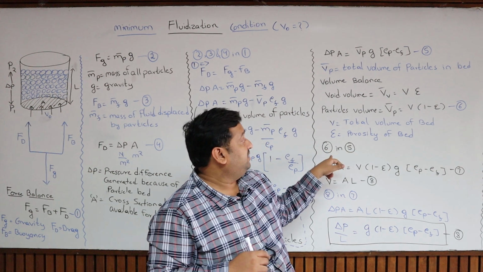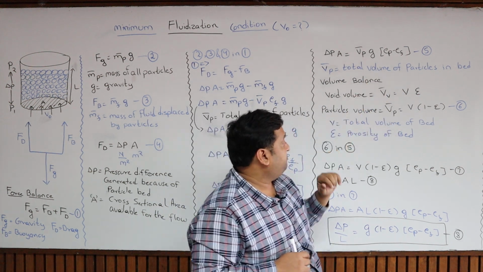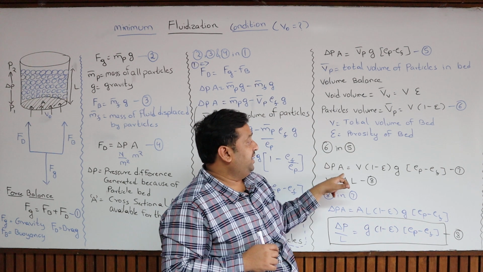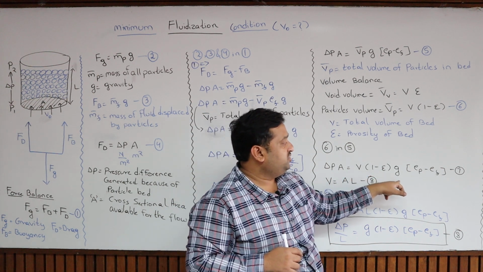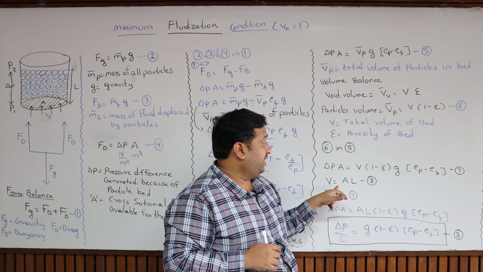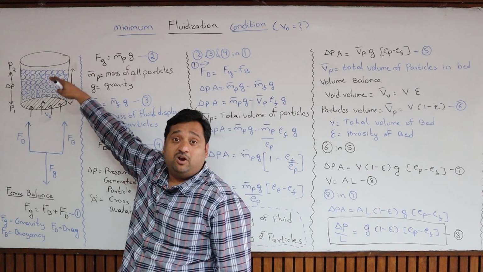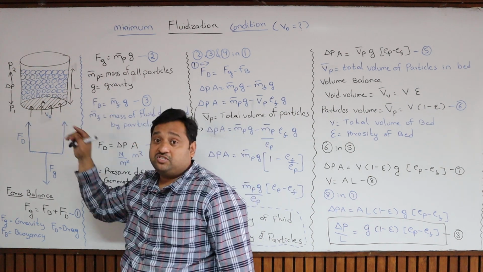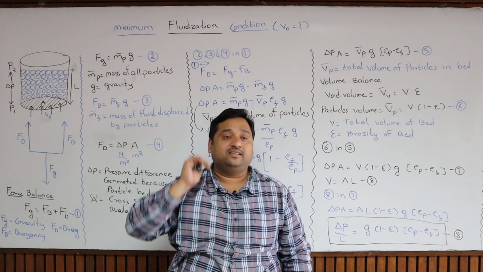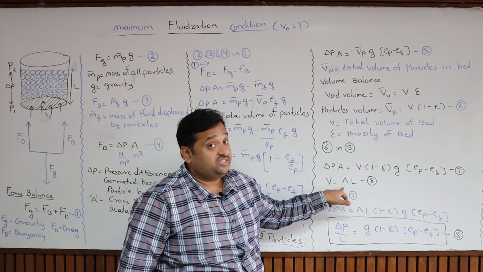Okay. Then if you put equation 6 in equation 5, you get delta P into A is equal to V into (1 minus epsilon) into g into (rho P minus rho F). What is V? What is the volume? Total volume is nothing but the cross-sectional area into length. So A is the cross-sectional area into length.